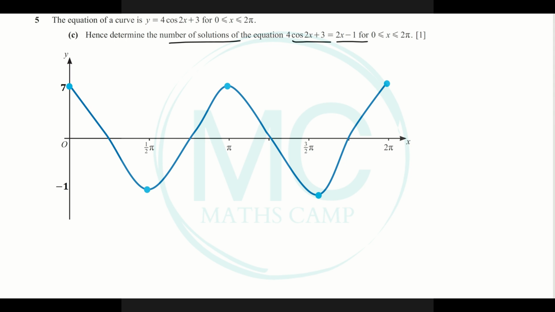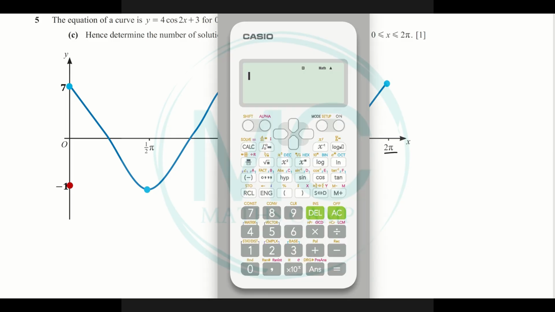So to solve this question, we need to find the number of times the straight line 2x minus 1 crosses our cosine graph. The straight line takes on equation y is equal to 2x minus 1. And we can see that negative 1 is the y-intercept. We can plot this over here. For a straight line, we need 2 points. So let's substitute 2 pi into x. Let's take our calculator. The equation is 2x minus 1. You can say 2, open a bracket, 2 pi, close the bracket, minus 1 is equal to 11.5.